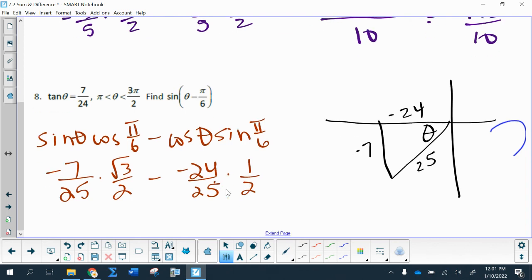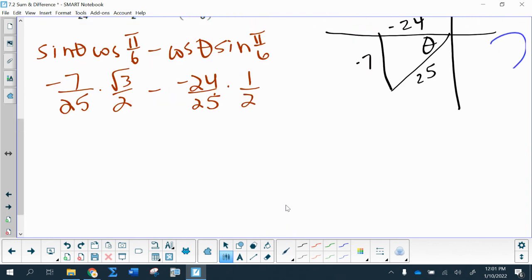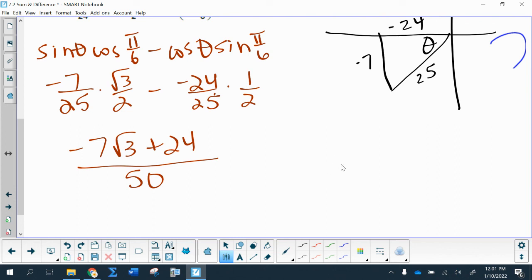And if you don't remember these unit circle values, you're going to have to go back and practice because these are not going to go away. Okay, the numerator doesn't combine, so it just gets written as two different parts. So negative 7 root 3 plus 24 all over 50.